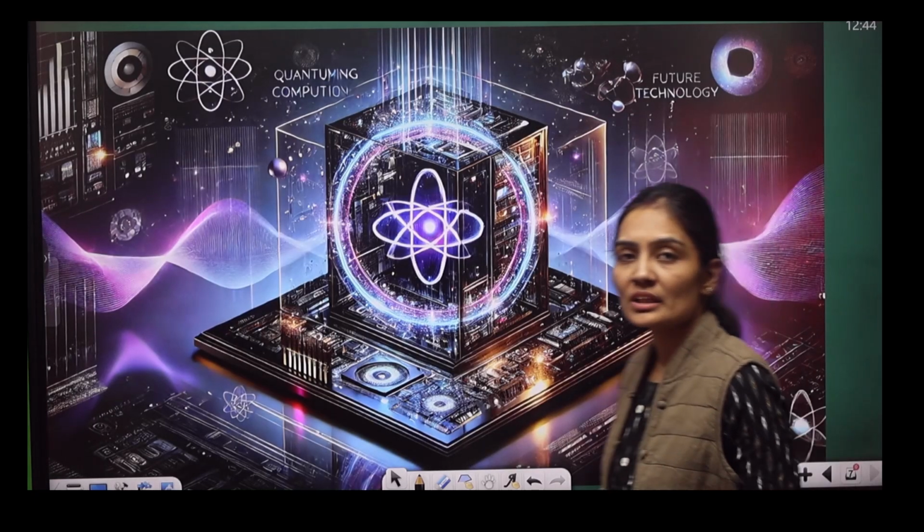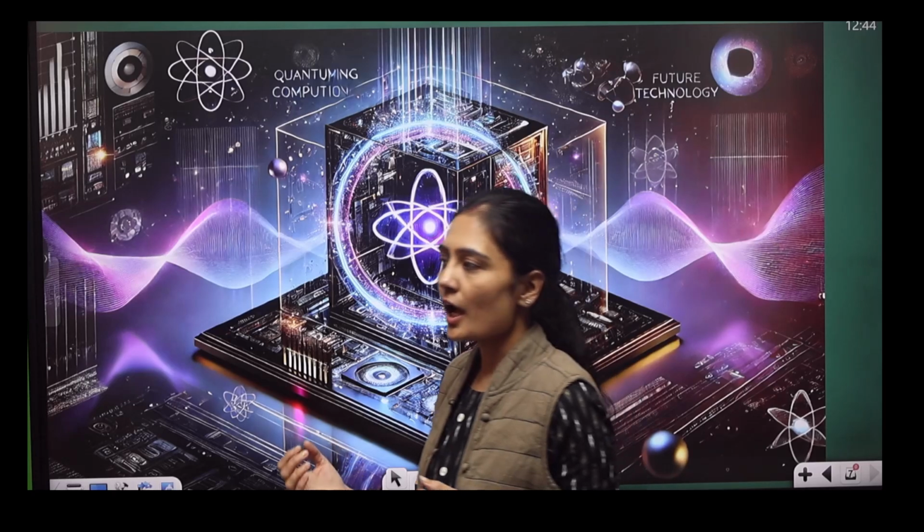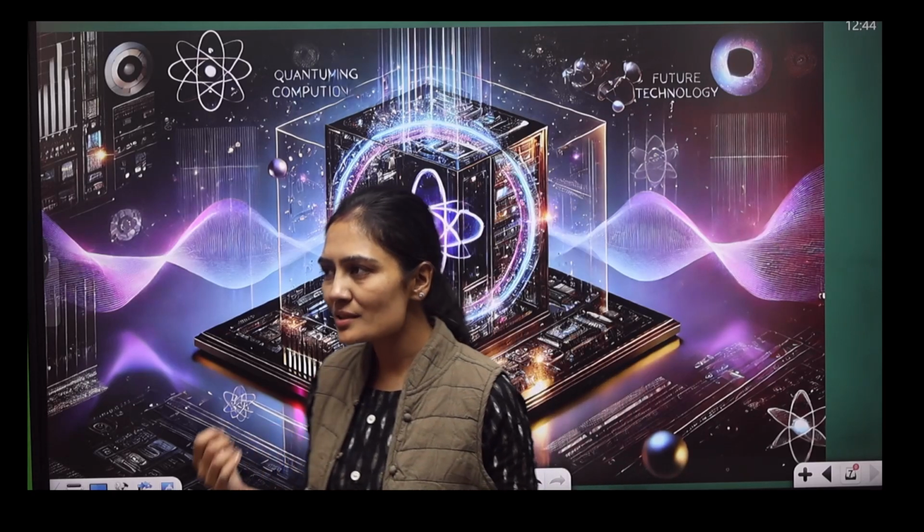So, quantum computing is definitely the future technology, and if you want to know the basic principles of quantum computation, stay tuned for subsequent lectures.